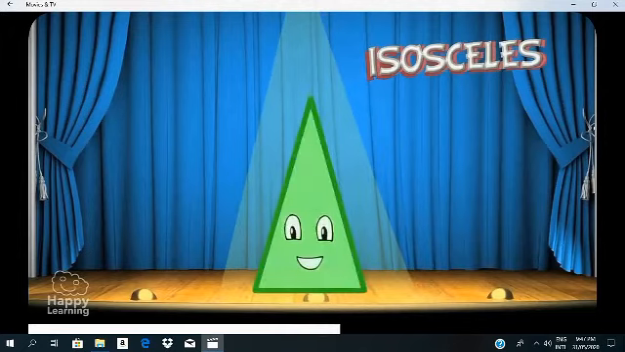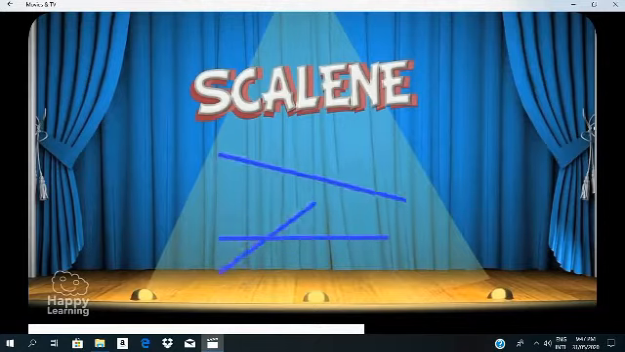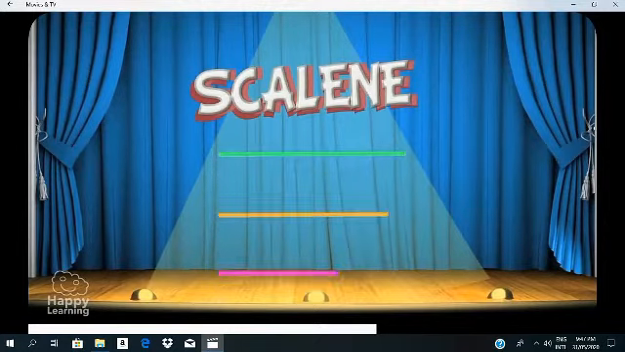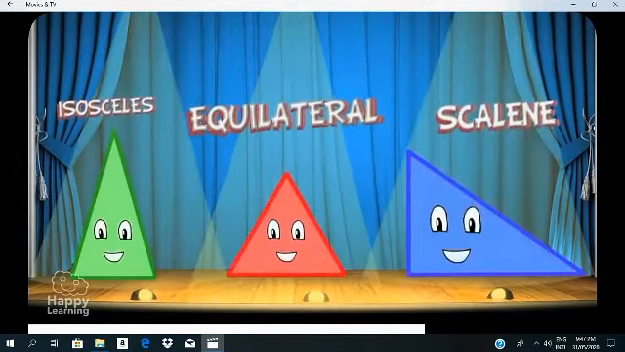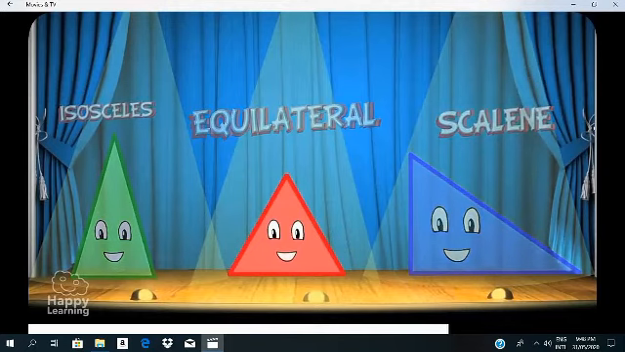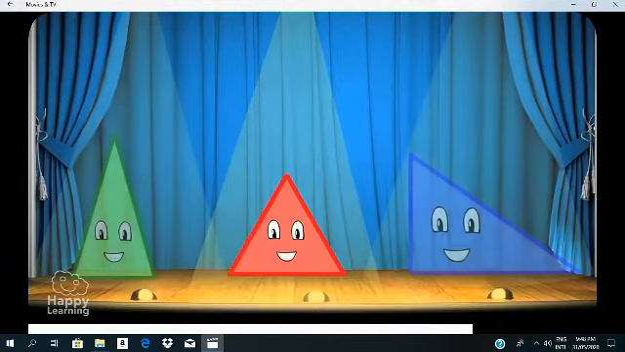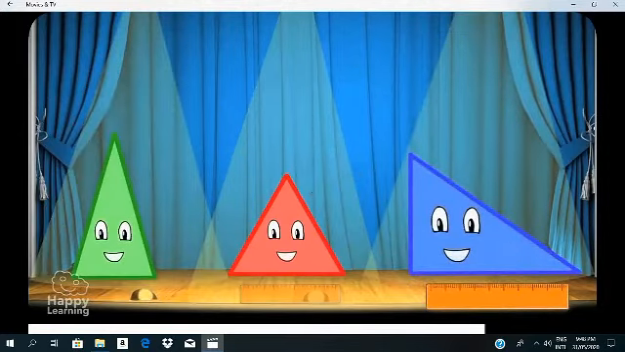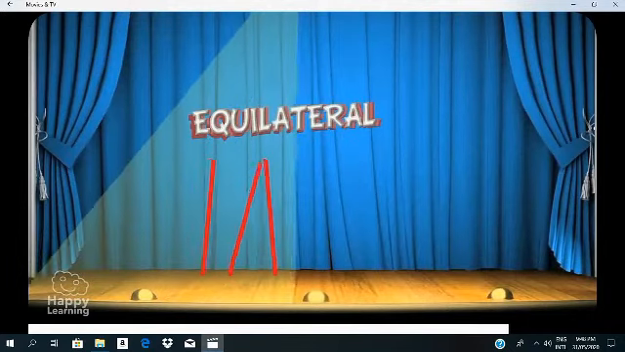And lastly, we have a scalene triangle. When you measure the length of the sides of a scalene triangle, they are all different, meaning that for a scalene triangle, the length of the 3 sides are not equal. Remember, isosceles triangle, equilateral triangle, and scalene triangle are the classes of triangle based on the length of the 3 sides.